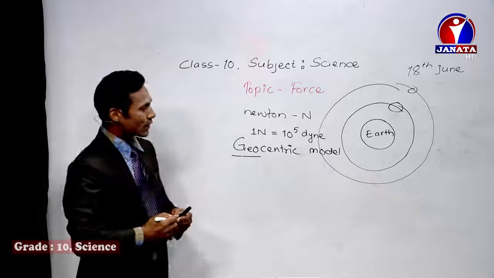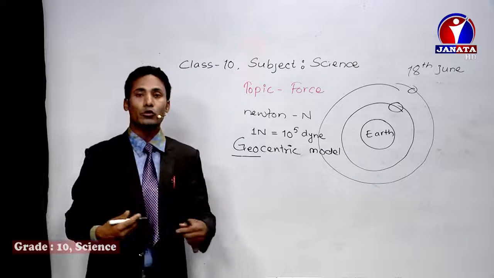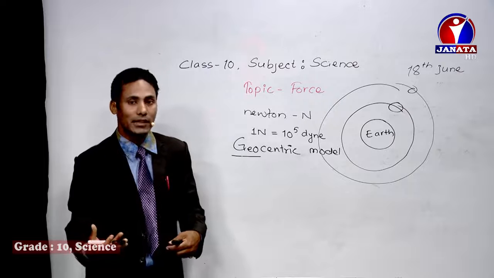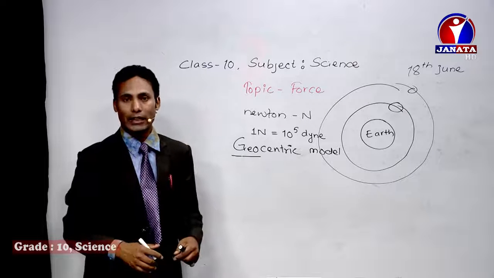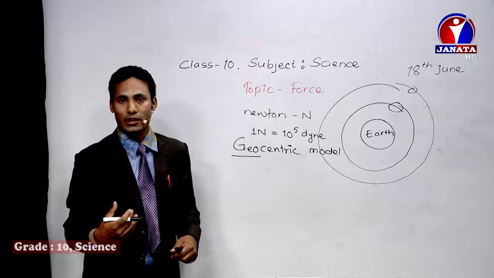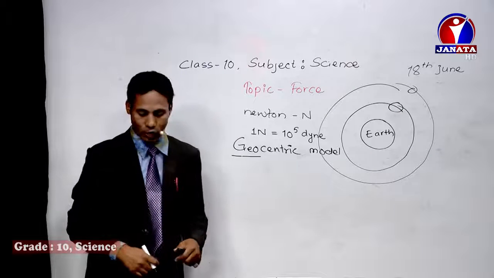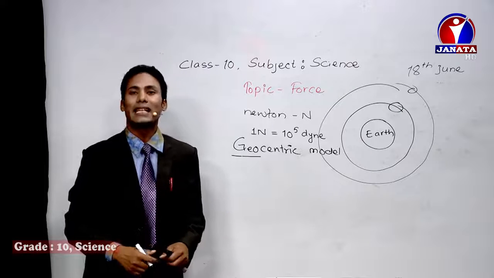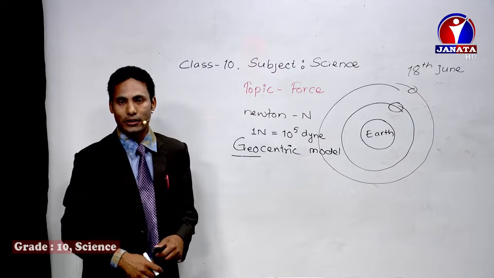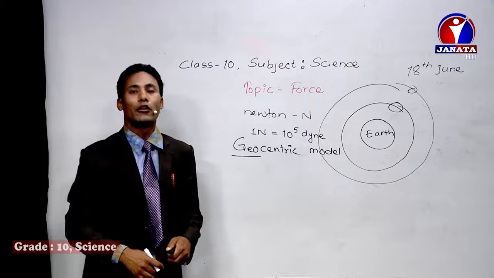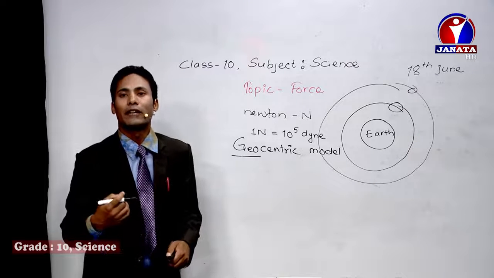And after this heliocentric model, people started to search why the sun is at the center, why the other planets are revolving around the sun. And later on, Sir Isaac Newton, in 1687 AD, found the force of gravitation, which is also known as the universal law of gravitation.